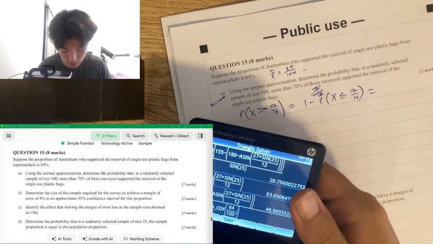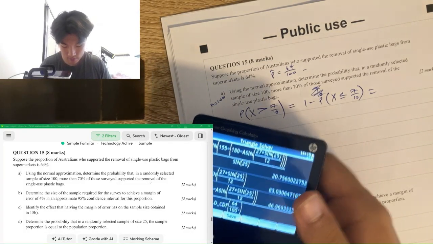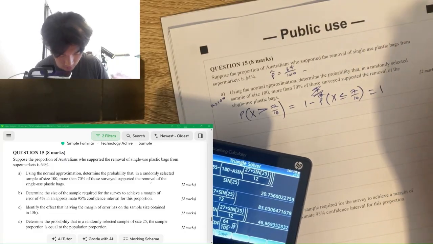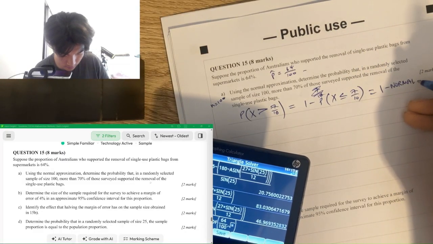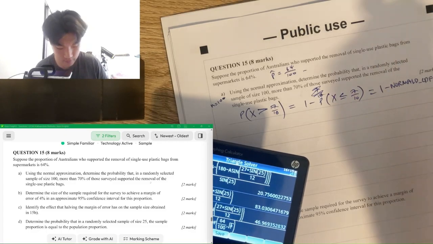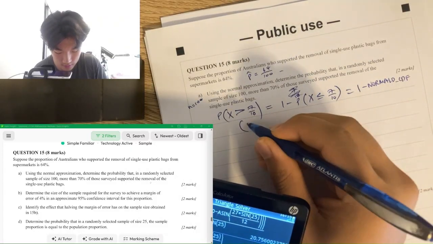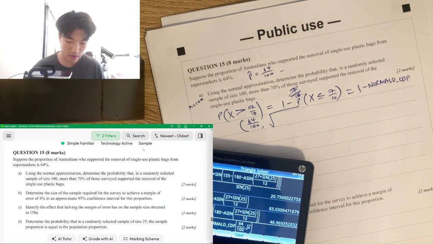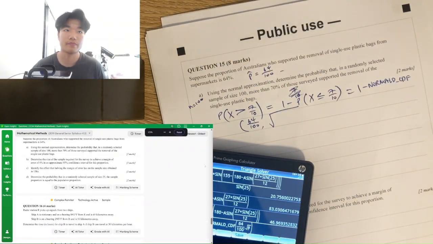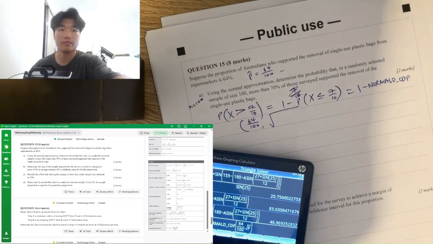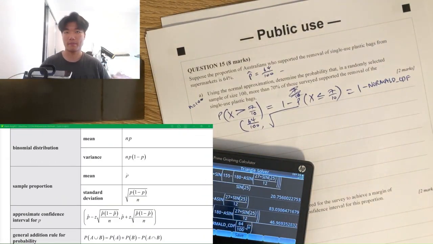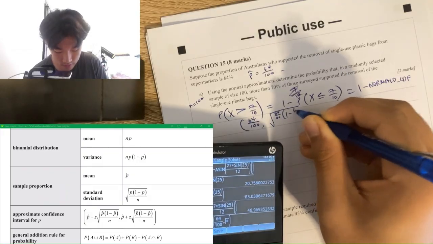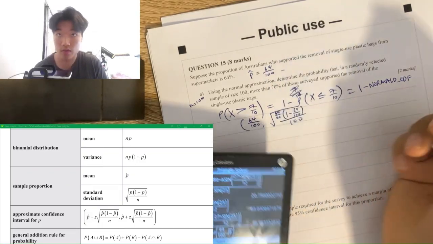The standard deviation is the square root, 1 minus normal CDF. Okay, I'm gonna go off the page, so I need to put the brackets here. 64 over 100, square root of the standard deviation of the variance. So, formula sheet, sample proportions, we're dealing with that. Okay. So 64 over 100, brackets 1 minus 64 over 100, over 100, which is n.